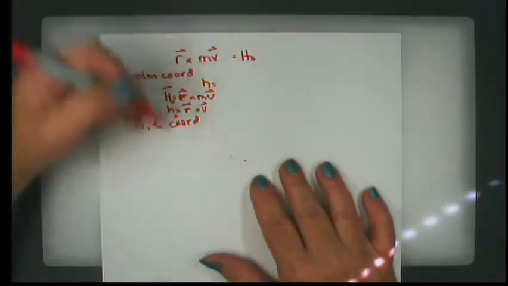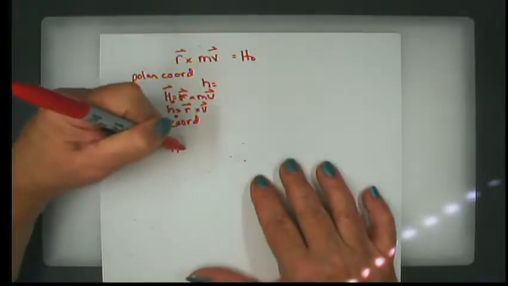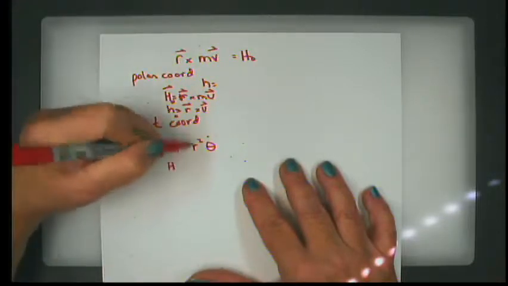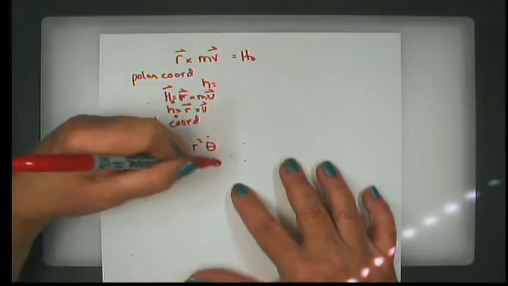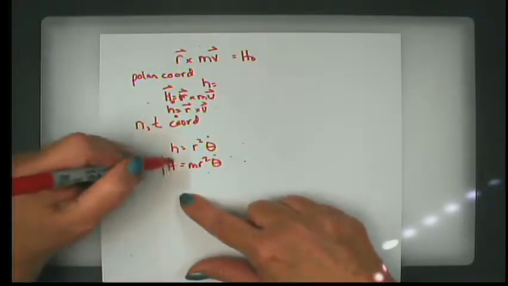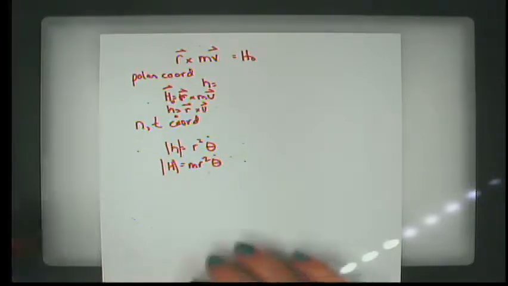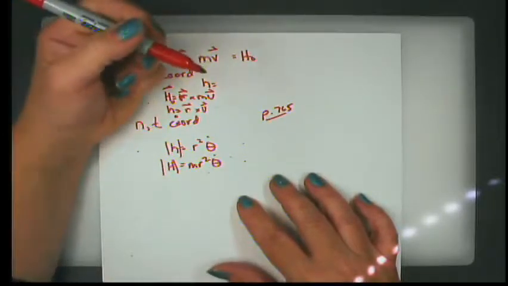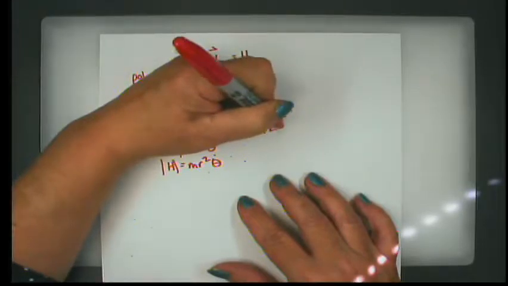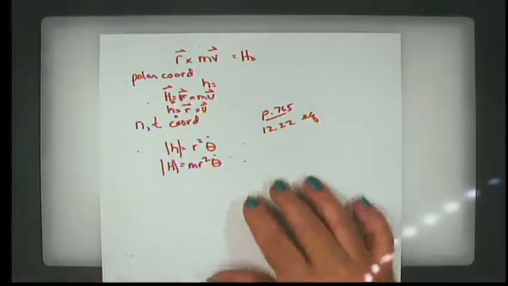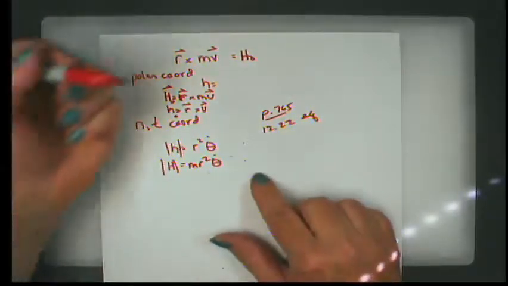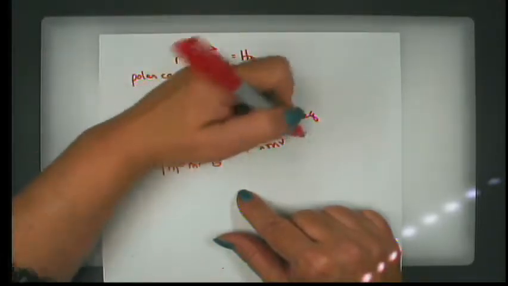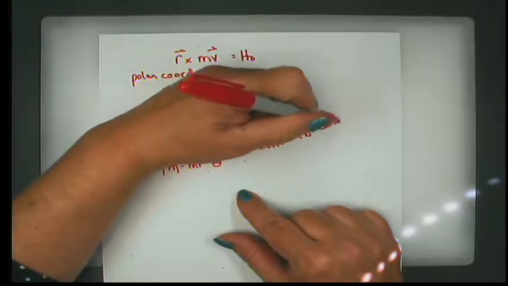And little h, in polar coordinates, can be expressed as r squared theta dot, or capital H could be m r squared theta dot. All right, and both of these are written as values. Now, on page 765 of your textbook, they talk about the conservation of angular momentum. That's equation 12.22. And it says that R crossed mv is equal to H sub O is equal to a constant.